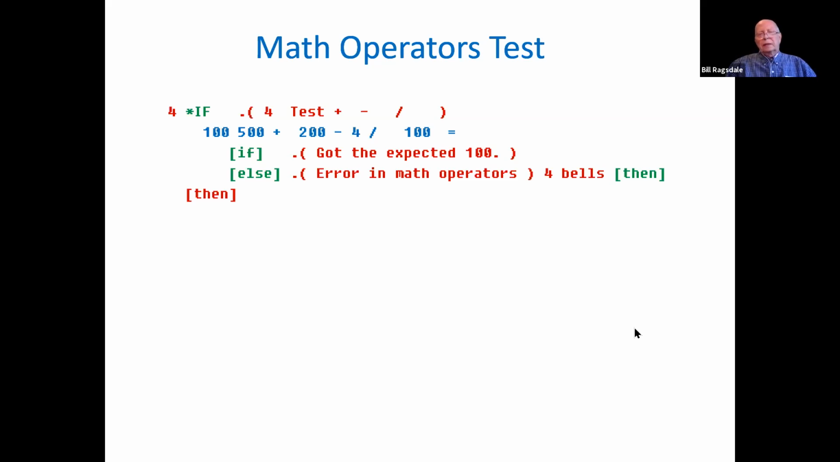The bell is the ASCII 7 character. And by ringing the bell 4 times, it's an alert. It says test number 4 failed. And it's a little wake up call to say, better stop and see what went wrong.